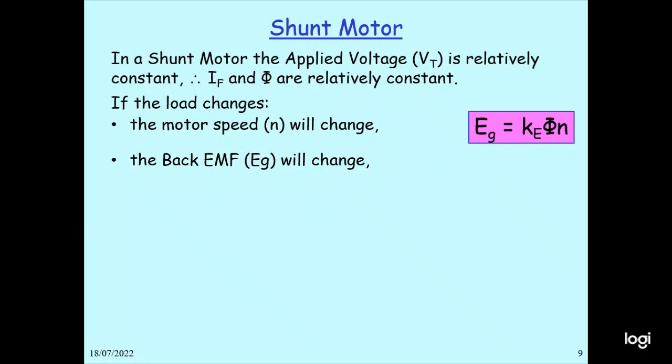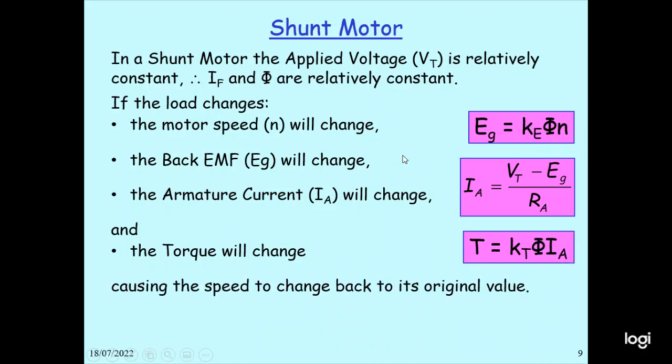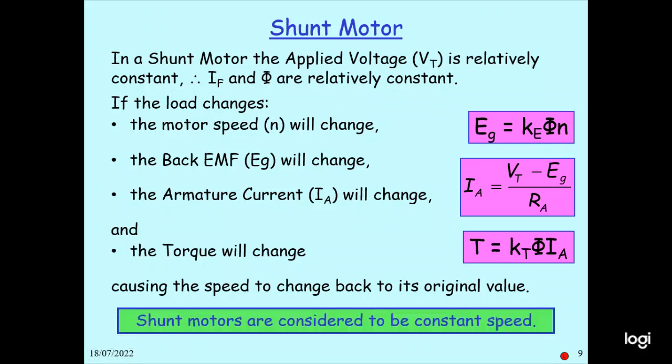The back EMF will change because EG equals KE times phi times speed. The armature current IA will change and the torque will change. IA equals (VD minus EG) divided by RA, and torque equals KT phi IA, causing the speed to change back to its original value. Shunt motors are considered to be constant speed.